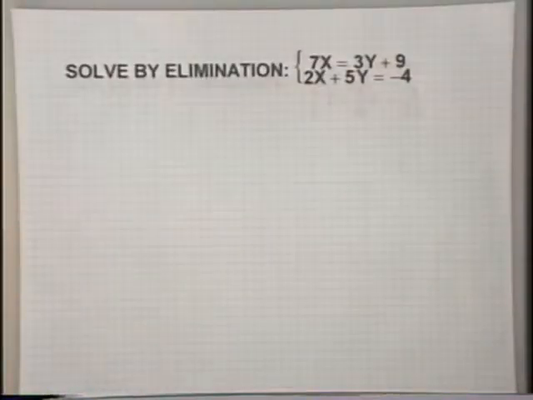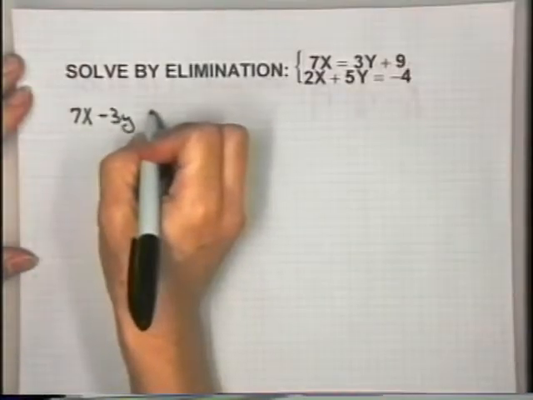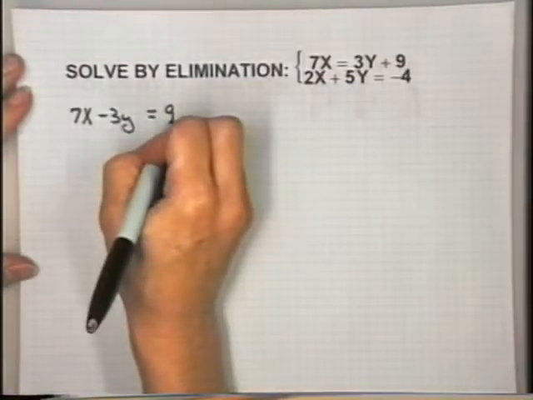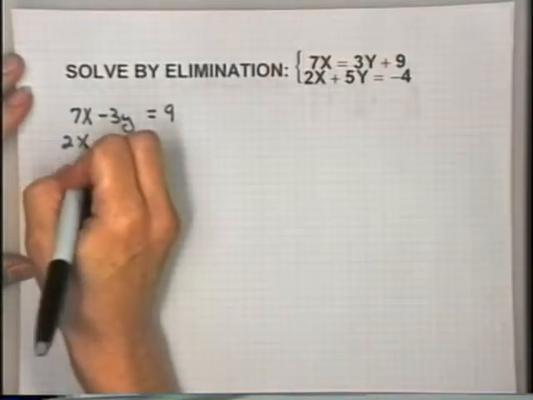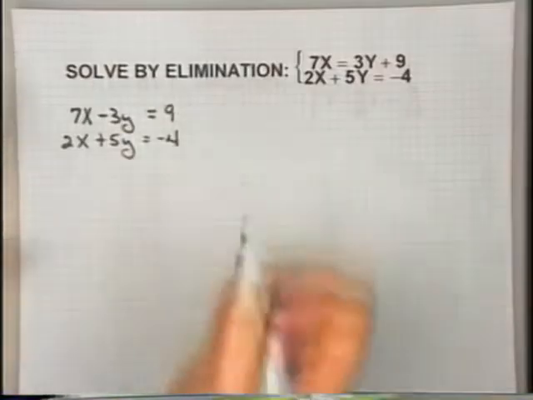Solve by elimination. No fractions, but my equation, this first one at least, is not quite right. Let's rewrite that. 7x, I'll subtract the 3y, minus 3y, and then I will have equals 9. My second equation is 2x plus 5y equals negative 4.